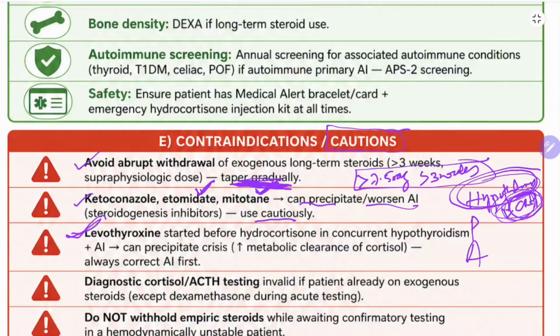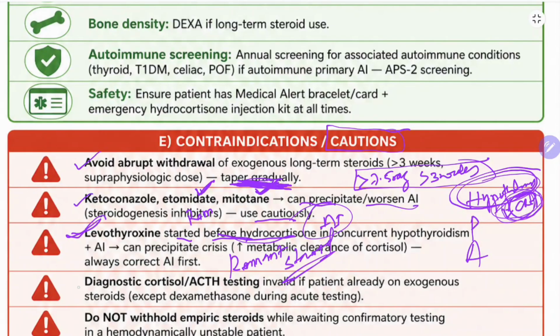Levothyroxine: if levothyroxine is started before hydrocortisone, what happens? The remnant cortisol which is present will be cleared from the body and the patient will go into adrenal insufficiency. That's why always give hydrocortisone before giving levothyroxine.